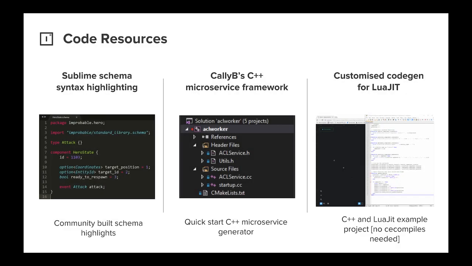There's highlighters for schema in Sublime. I have a microservice framework for writing really quick modular C++ services. And we've even started investigating dynamic language support such as Python and Lua. Using the C layer, we can make it so that without writing any new schema, you can start dynamically changing at runtime scripts such as LuaJIT and PyPy.